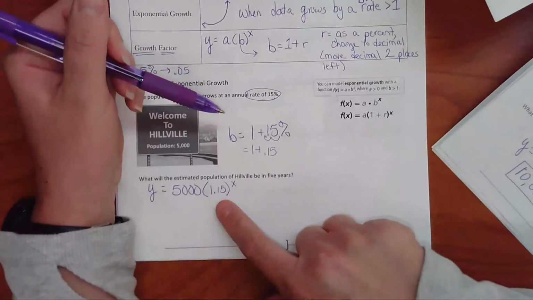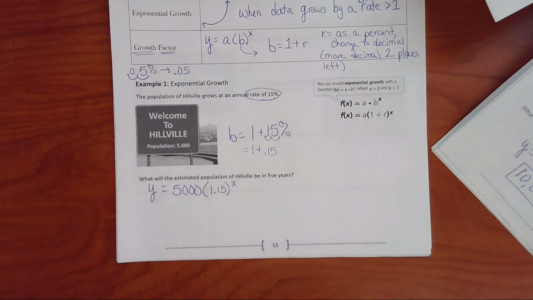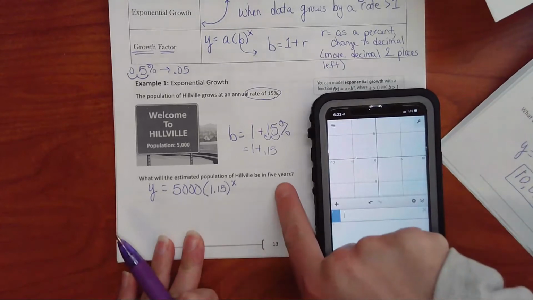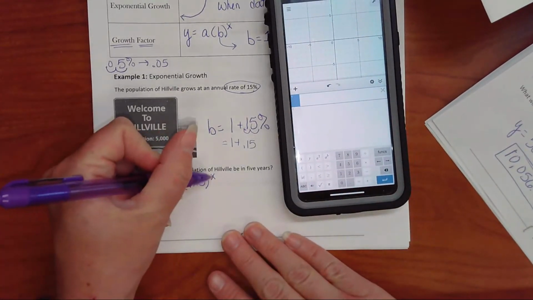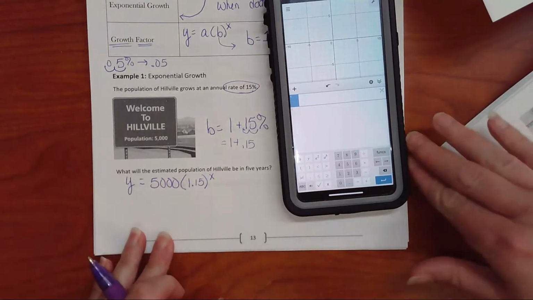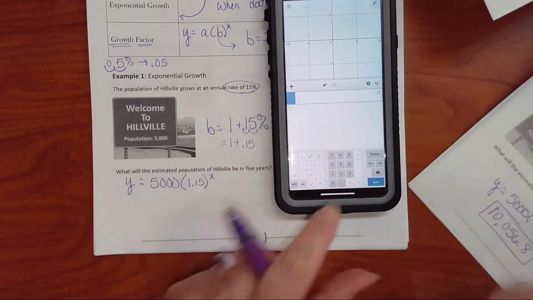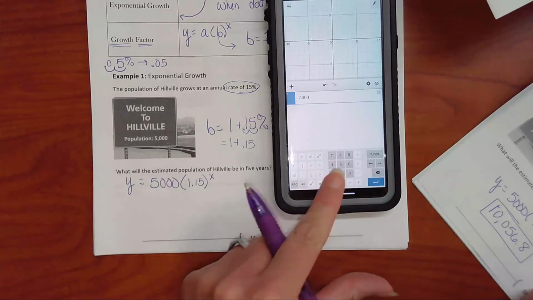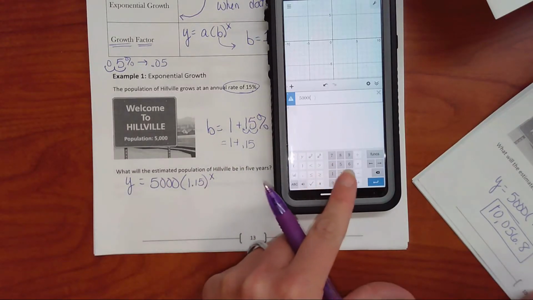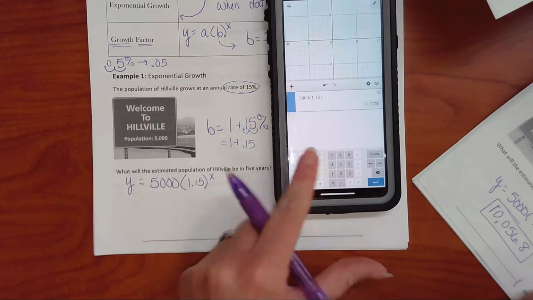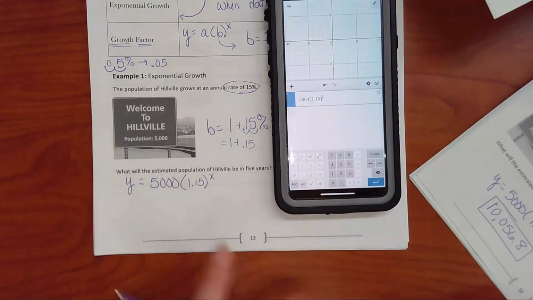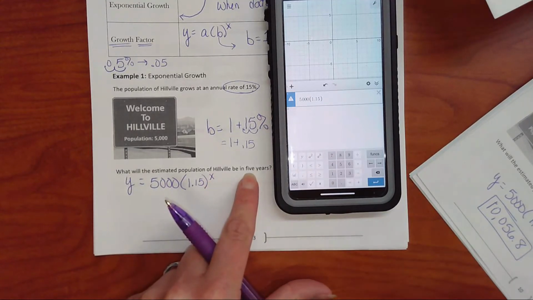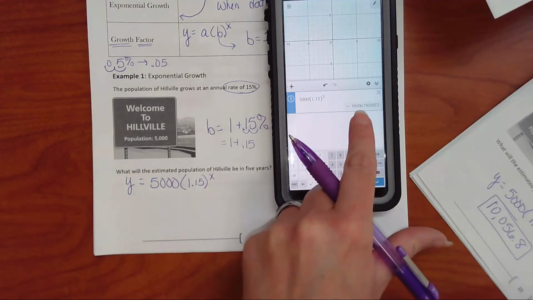So 1.15. What they want to know, though, is what will the population be after 5 years? So instead of x, we're going to plug in a 5. So in Desmos, we're going to do 5,000, parentheses, 1.15, and my parentheses, and then this a to the b, and then instead of x, we're going to plug in a 5. And there's your answer.